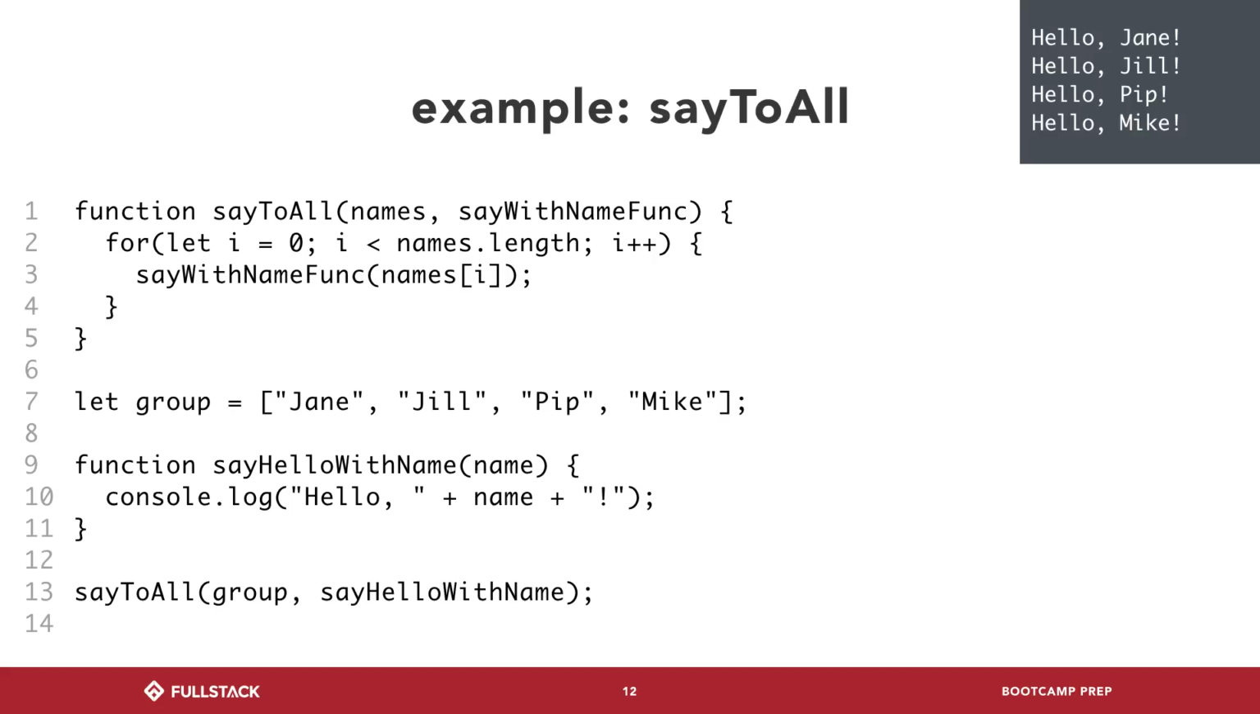And all sayToAll is saying is, hey, I expect you to give me 2 things. The first thing is called names. The second thing is called sayWithNameFunc. What I'm going to do is loop through everything in the first argument, and invoke the second argument, the function you give me. I'm going to call it with every single thing in this array. So sayWithNameFunc is the parameter value for this sayHelloWithName. These 2 variables are pointing to the exact same thing, this sayHelloWithName function.